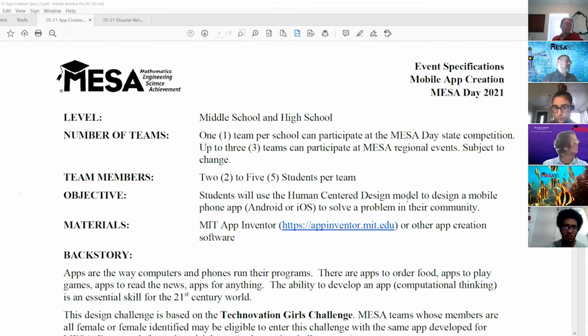And you'll hear this in the next session, but one of the things we noticed with a couple of the projects that were submitted is that they weren't doing human-centered design and they weren't solving a problem in their community. So if you're not doing those two things already, you're not going to be off to a good start. So make sure that that's important, right?